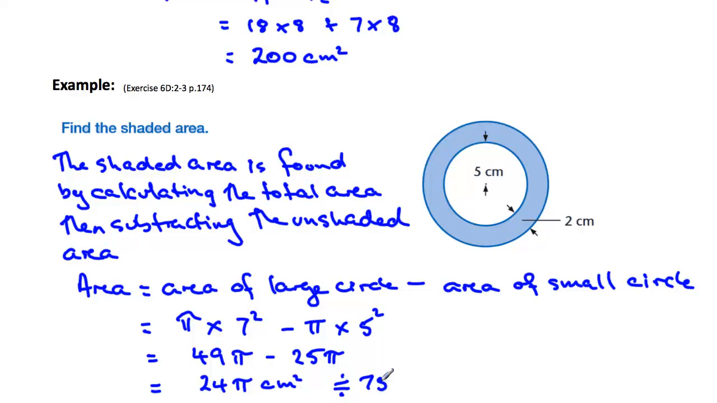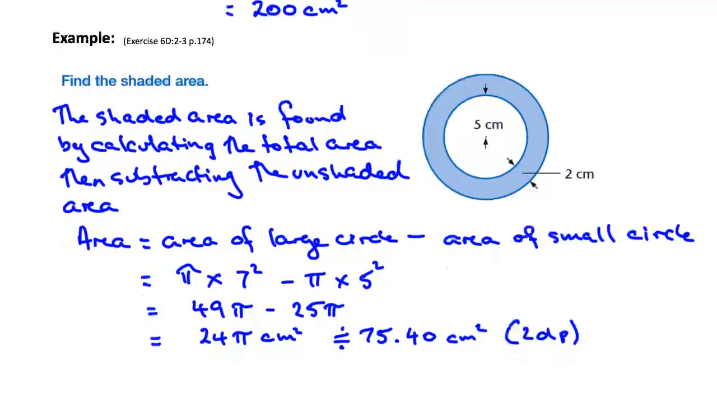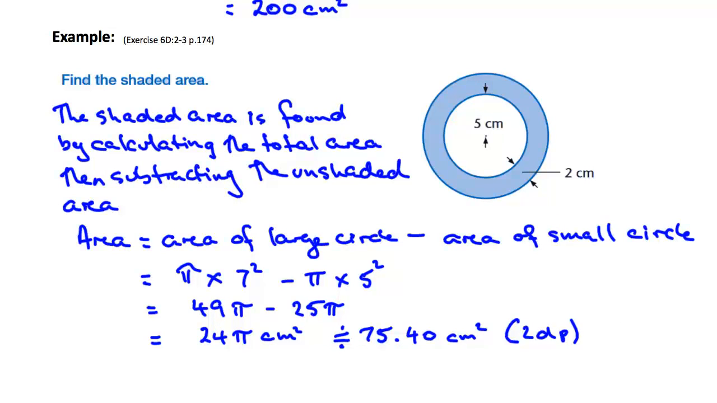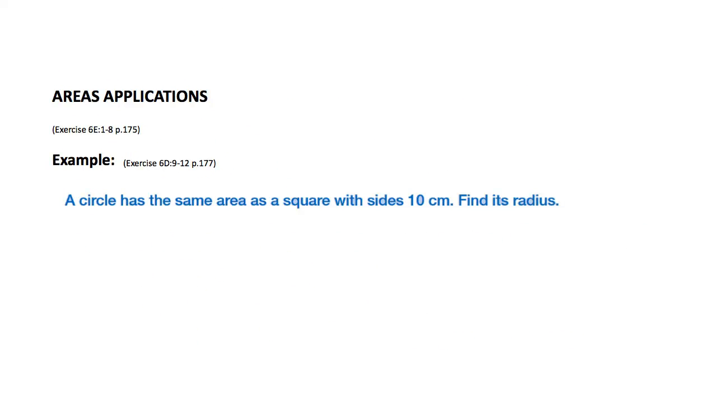So we'd get, if you just check your calculators, 24 times pi should be 75.40 centimetres squared to 2 decimal places. That should work for you. So there's an example of how you subtract some areas to get your final shape. And we'll just do, I think, just one more example.